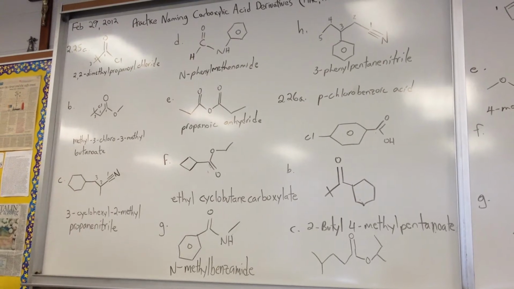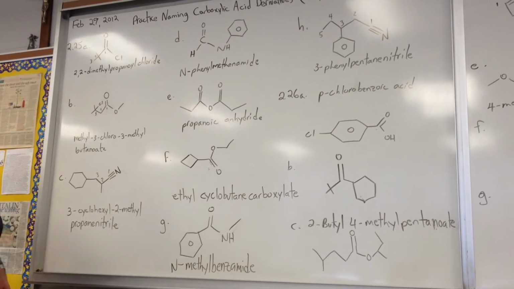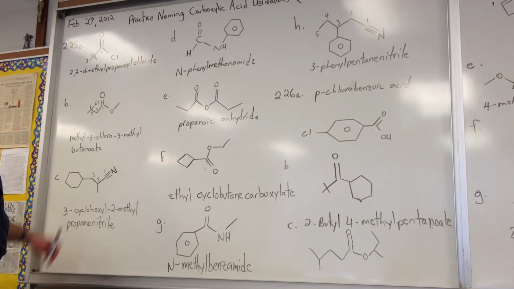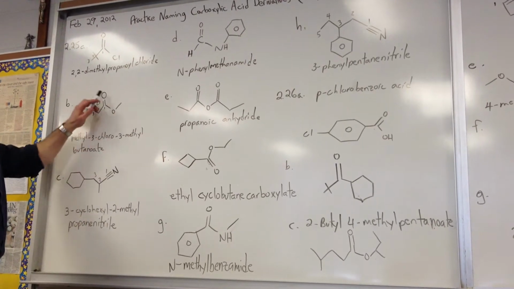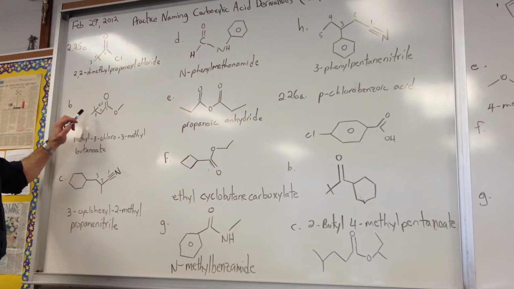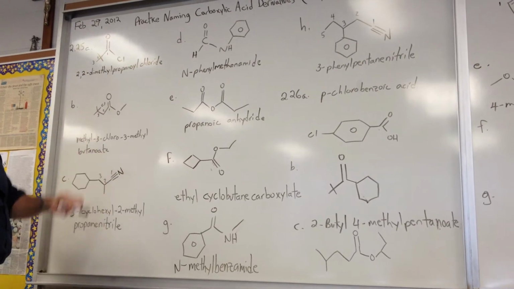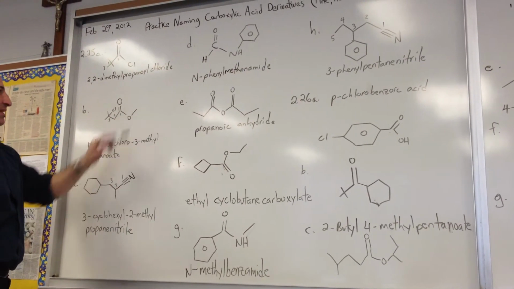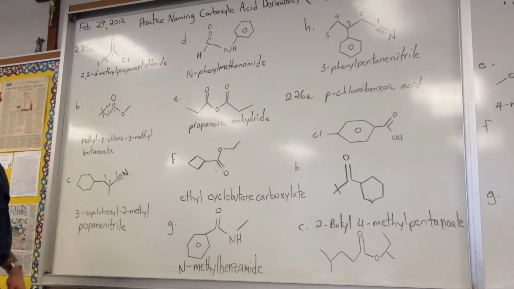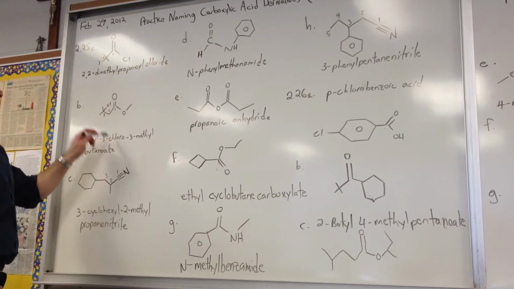The second one is an ester. Esters are named in the same way that they're made. They're made from an alcohol and an acid that are joined at the oxygen. So we start by naming the side that's joined to the oxygen. So we say methyl, 3-chloro.